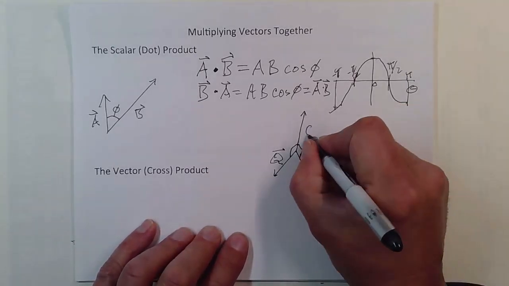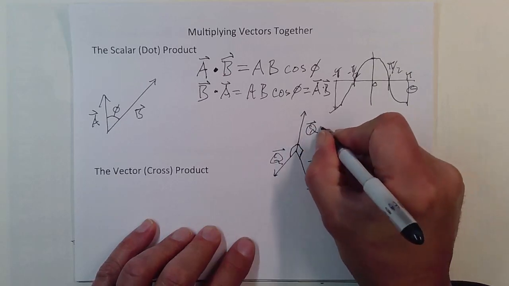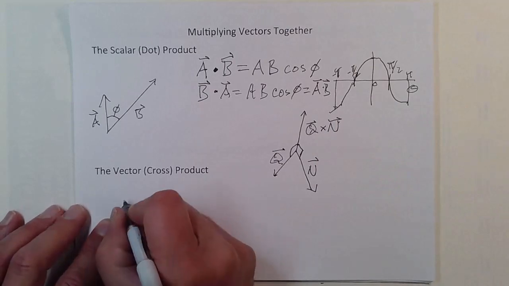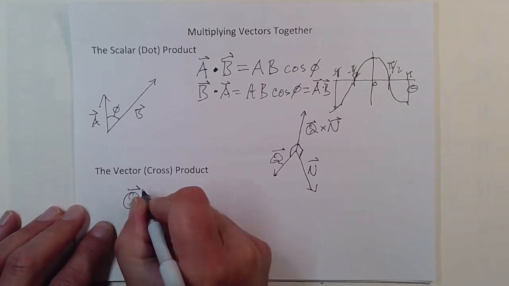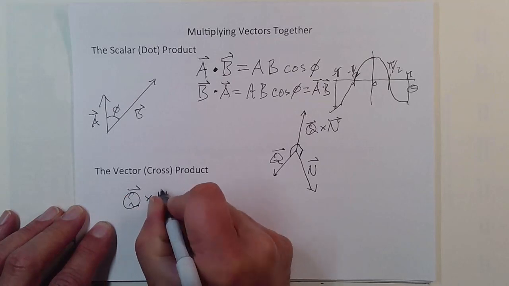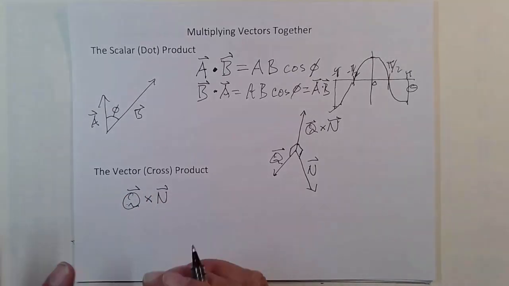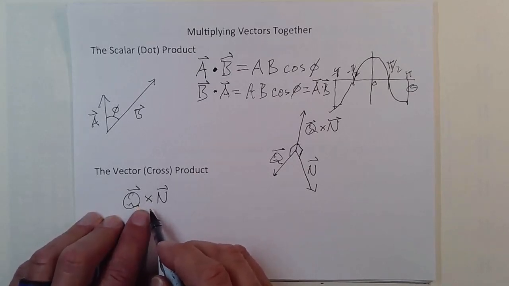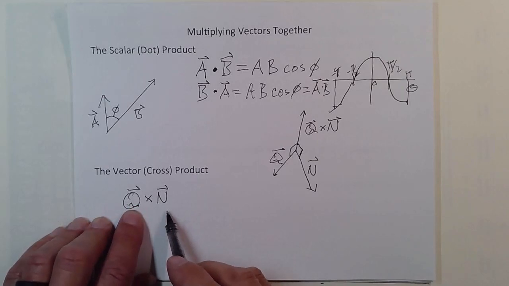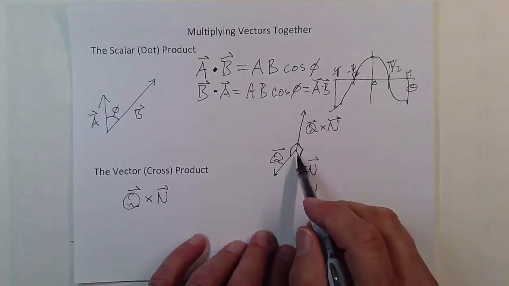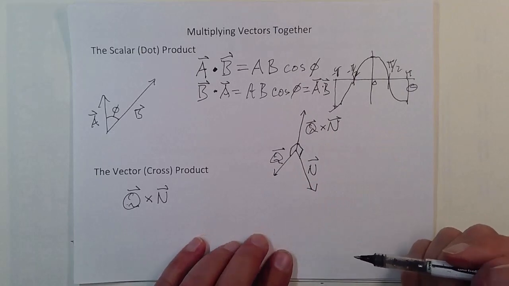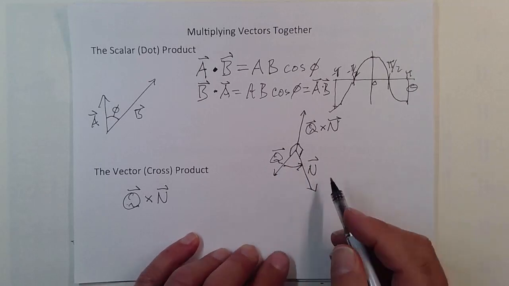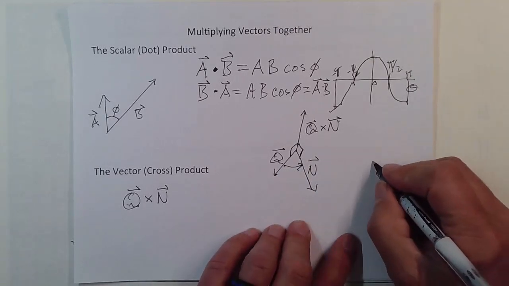But this would be the direction of the vector Q cross N, and in fact that's the way we denote the cross product, or the vector product. We use this little big X, or just an X symbol between them. It's raised off the line a bit, but that's the symbol for the cross product, and it produces a vector Q cross N. If you take Q cross N going that way, that's the vector you get.